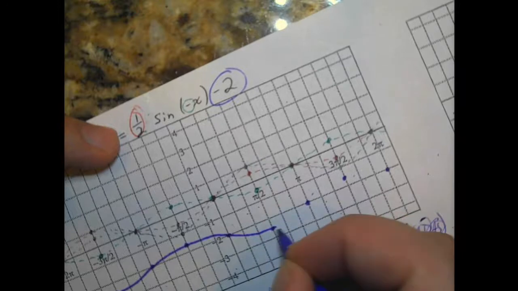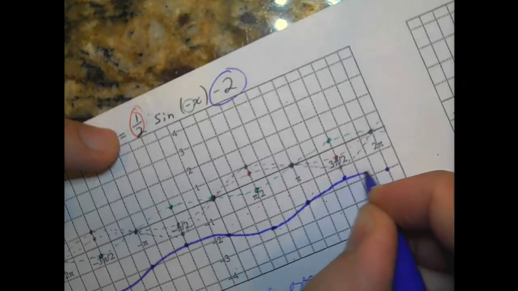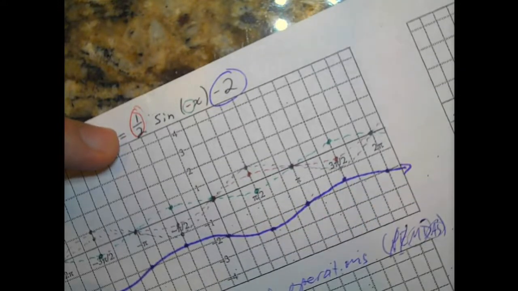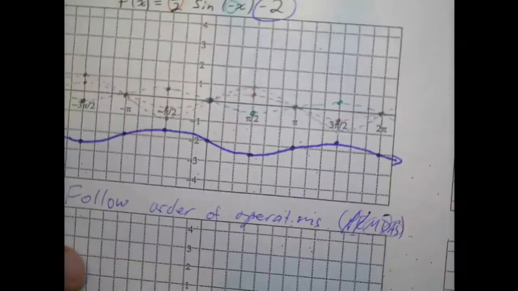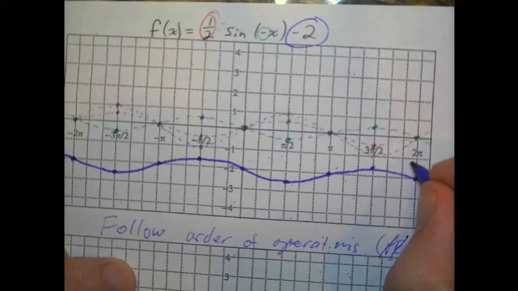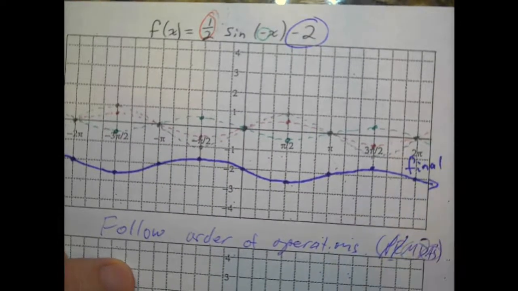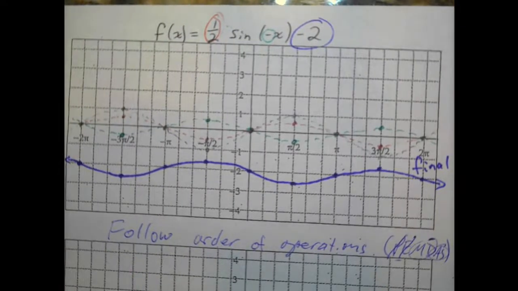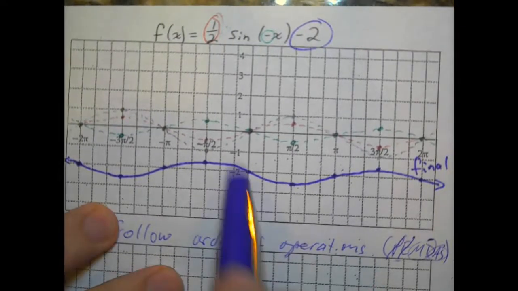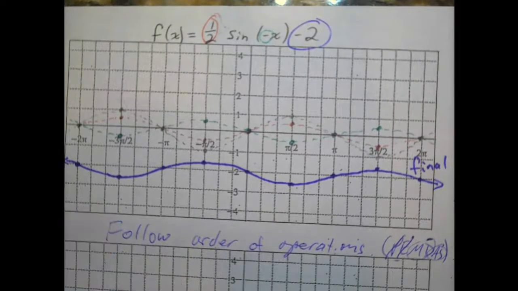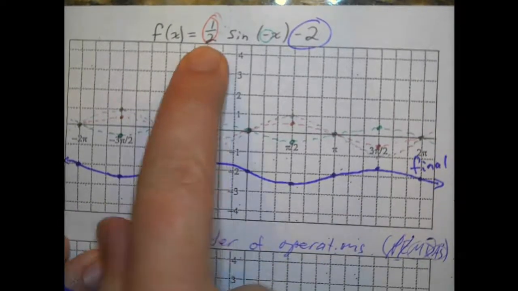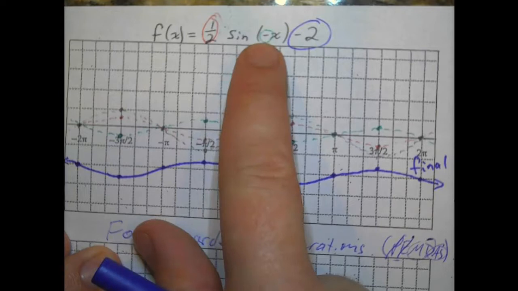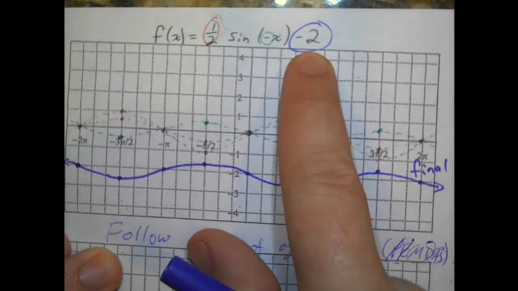Make your final graph very obvious to us, right on here, that is my final graph. Whatever you want to do to help us make sure that we're grading the right one. We know what you are doing altogether. But this is what our graph would look like after all the transformations. So after we have multiplied the y's by 1/2, the x's by negative 1, and we have moved the function down 2.